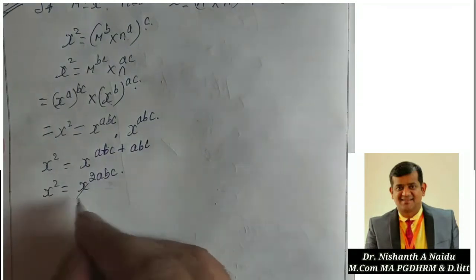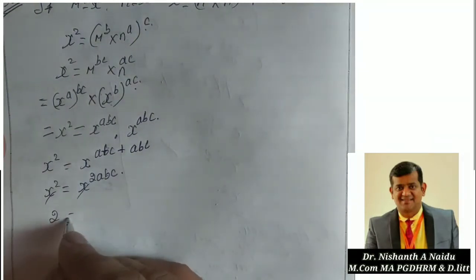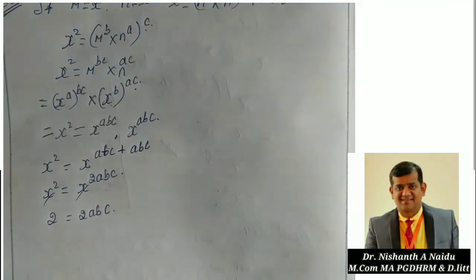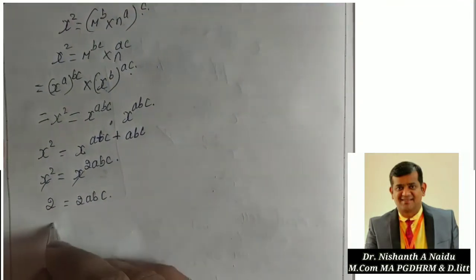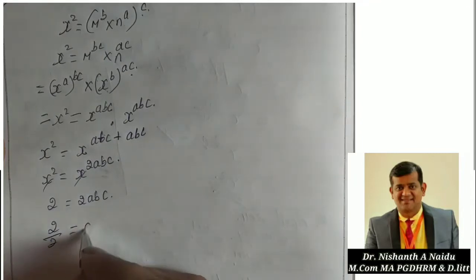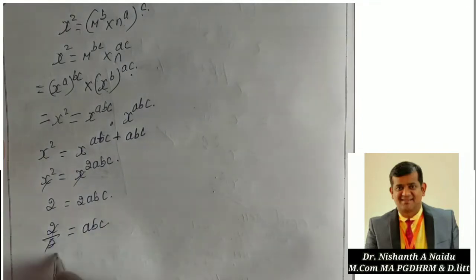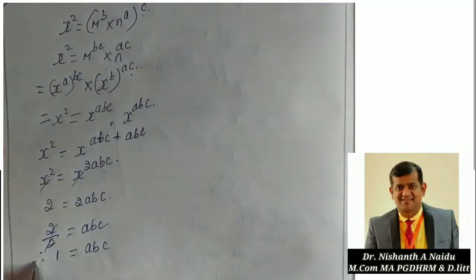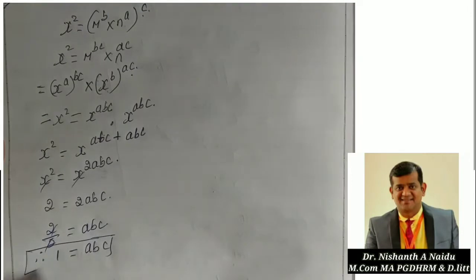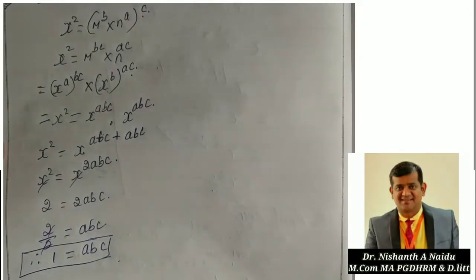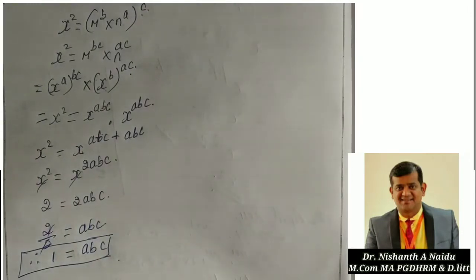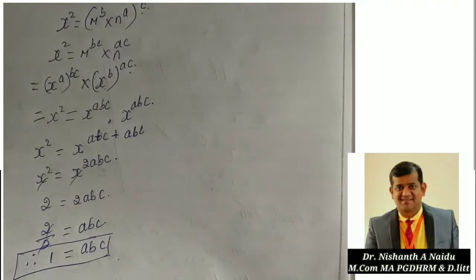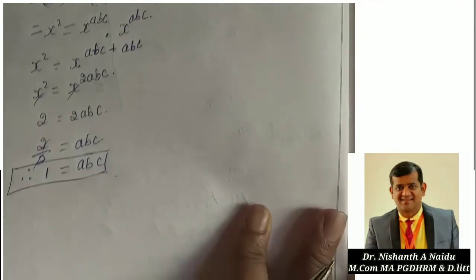So x gets cancelled. 2 equals 2abc. If you bring this over, 2 divided by 2 equals abc. Two ones are 2, so 1 equals abc. That is, abc equals 1. Understood? Yes. So if that is the case, let us move to the next problem without any further delay.